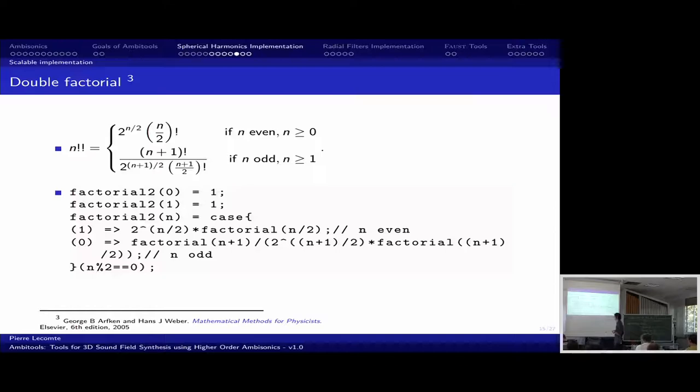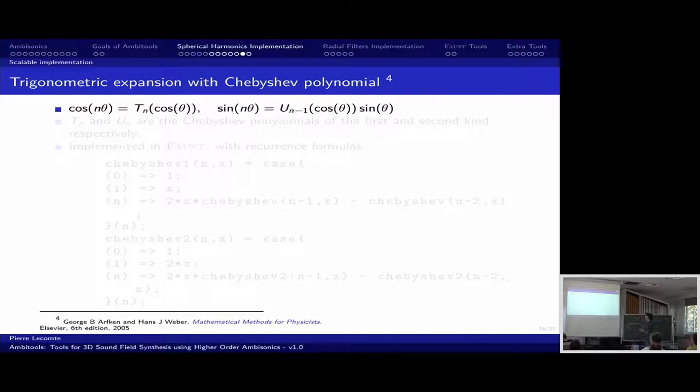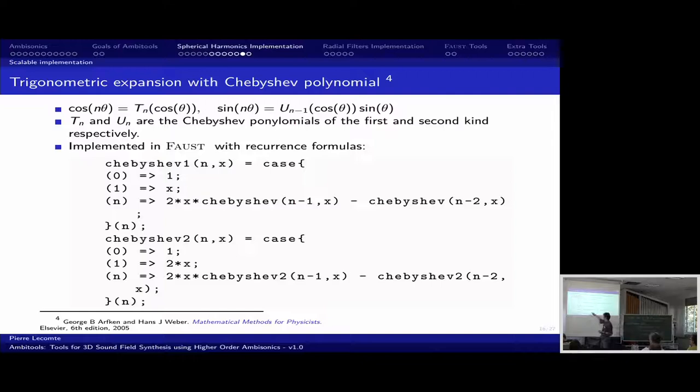So okay, now I have the Legendre polynomial, the normalization factor, and finally the cosine n theta, sine n theta. Those are famous as Chebyshev polynomials. And you can expand them with these polynomials. My guess is that I prefer to handle polynomials instead of having a lot of variables of trigonometric functions. So finally, I implement Chebyshev polynomials in Faust with recurrence. The first one is already in the libraries. The second one is not, but it could be.